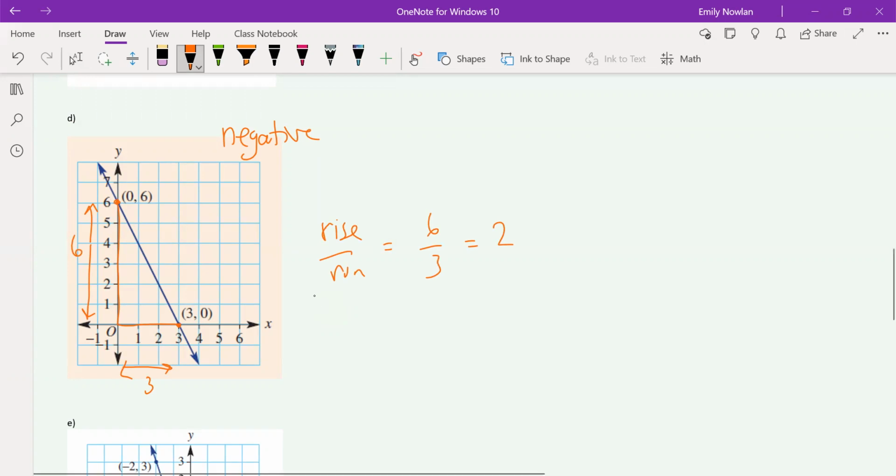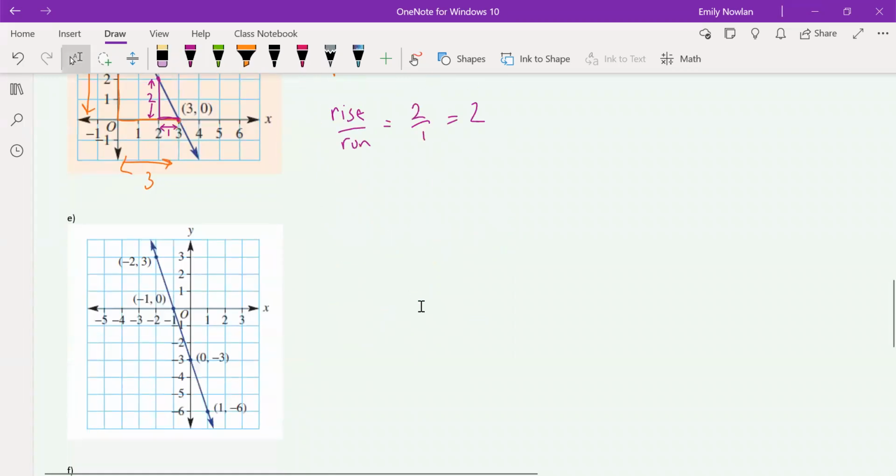Now I could have done this elsewhere. Like as I said before, there are other places. I just need to be able to see exactly where it's going through. So I could have done that one. Over there, what's my rise? That's 2, and my run is 1. So I still could have done it as rise over run is 2 over 1, which would have given me 2. It doesn't matter where, you just need to be able to definitely see where the line goes.